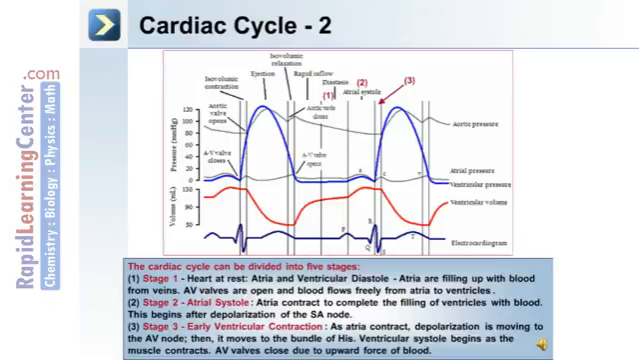Stage 3. Stage 3 is early ventricular contraction. As the atria contract, depolarization is moving to the atrioventricular node, then it moves to the bundle of His. Ventricular systole begins as muscle contractions. The atrioventricular valves close due to the upward force of blood.